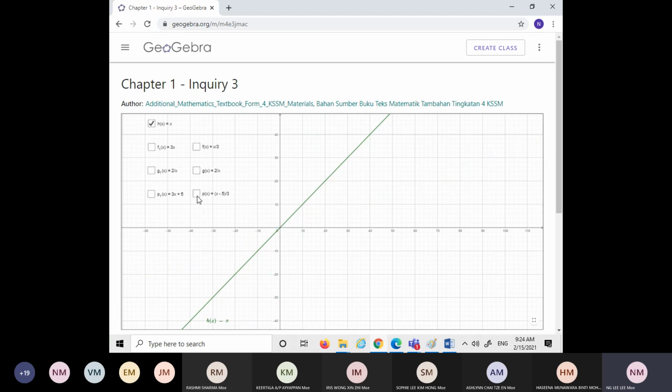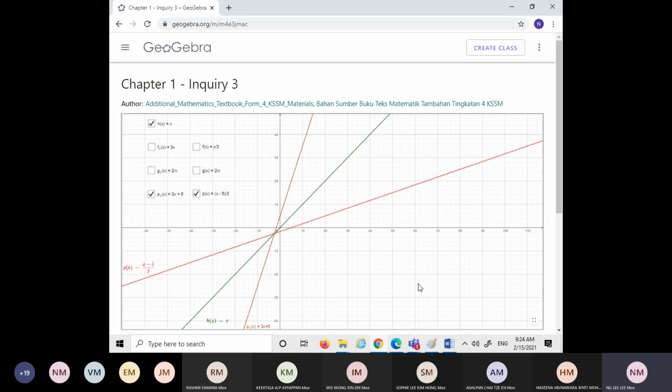I uncheck this. Okay, we try p: 3x plus 5, and the inverse is (x minus 5) over 3. Again you see, it's symmetric. So this is one of the properties of the inverse function: the graph of a function and its inverse are symmetric about this line. Remember, this line is y equals x.